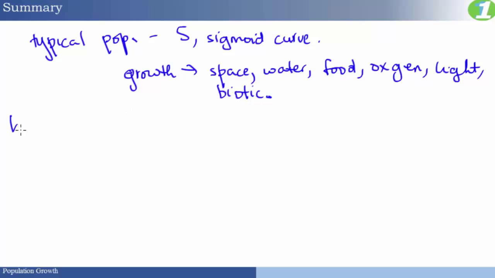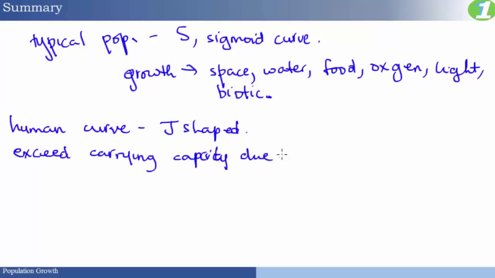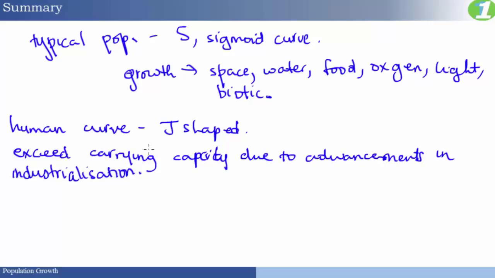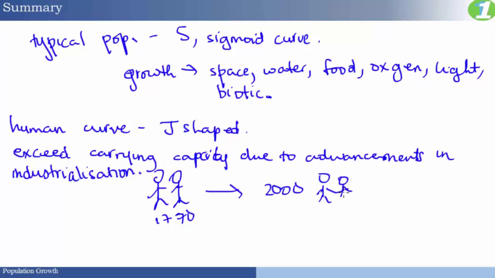The human growth curve is J-shaped, and they have the ability to exceed the carrying capacity due to advancements in industrialization. So we saw that as time went by, the number of individuals in the population increased. So in 1770, we only had a few individuals in the population, and then by the time we got to the 2000s, we had a significant increase in members of the population and a few technological advancements as well.